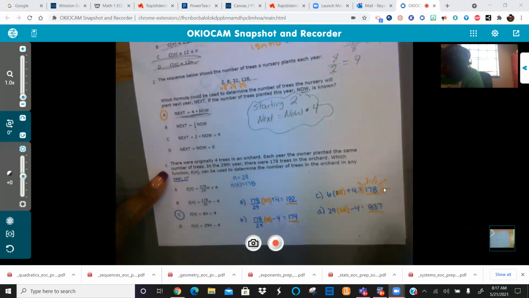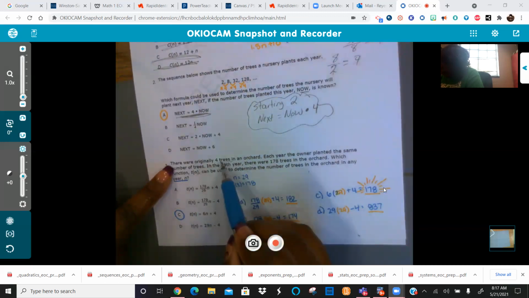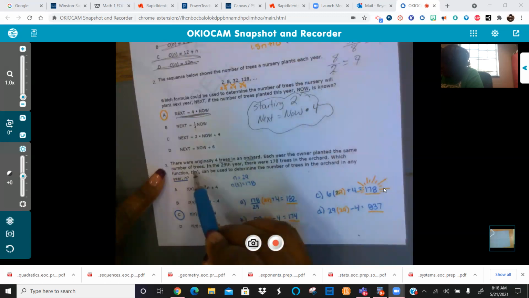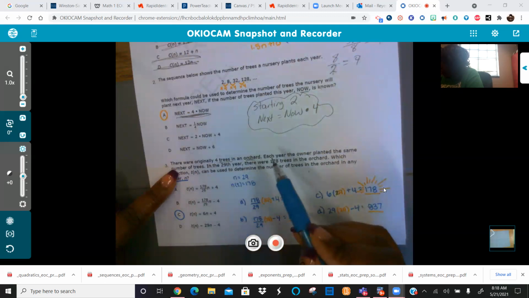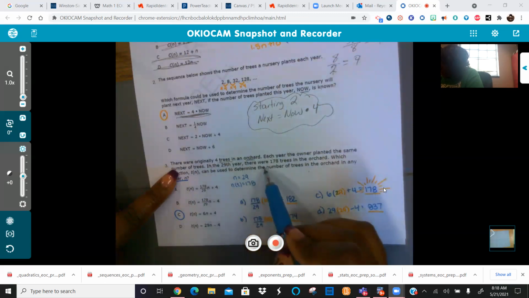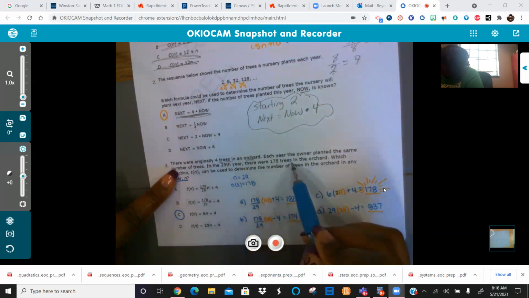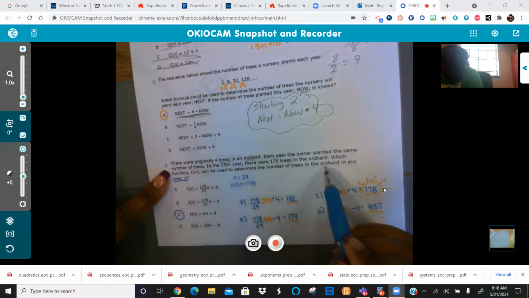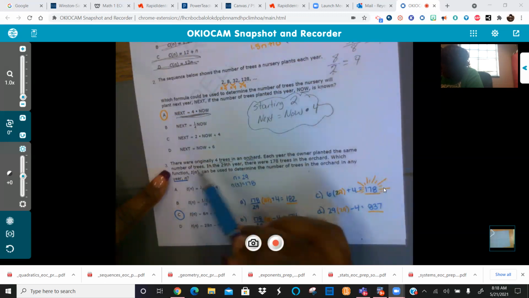All right. Number 3, there are originally 4 trees in the orchard. Each year, the owner plants the same number of trees. So every single year, the owner plants the same number of trees. In the 29th year, there are 178 trees in the orchard. Which function can be used to determine the number of trees in the orchard in any year?